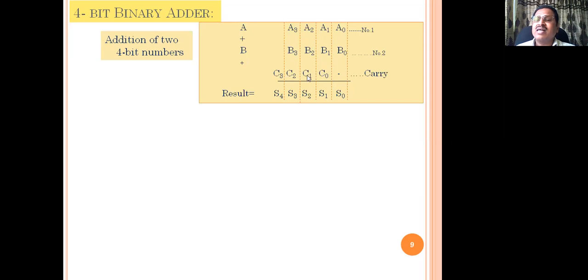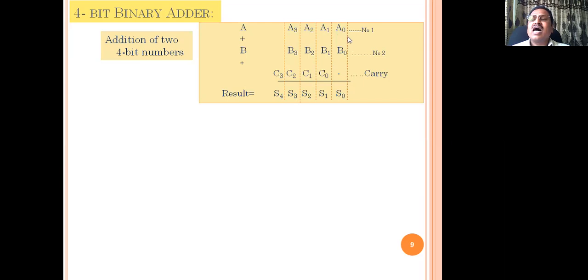S1 as the sum and carry C1. Again here for the third position, A2 plus B2 plus C1. The result can be a sum S2 and, if any, a carry C2. Same for the last position. The result can be A3 plus B3 plus C2 as S3 with carry C3. Carry C3 can be assumed as the fifth bit of the sum of the addition, S4.